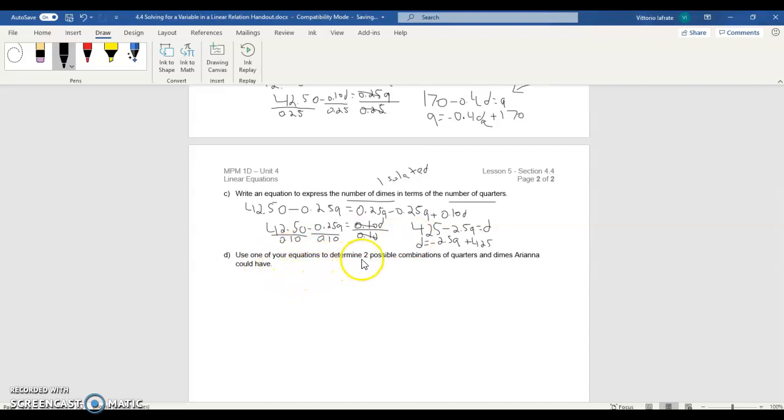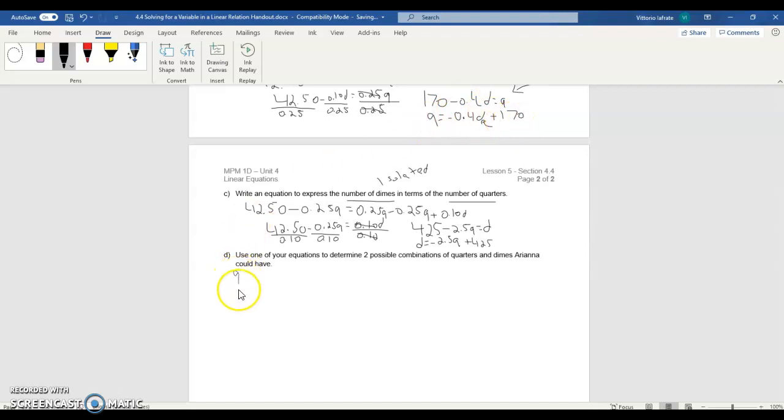Use one of your equations to determine two possible combinations of quarters and dimes Ariana could have. So I'm going to choose any one of the equations. What I recommend that you do is you try a different equation using the same numbers that I choose, but a different equation. So for example, I'm going to choose the quarter equation, quarters expressed in terms of dimes.